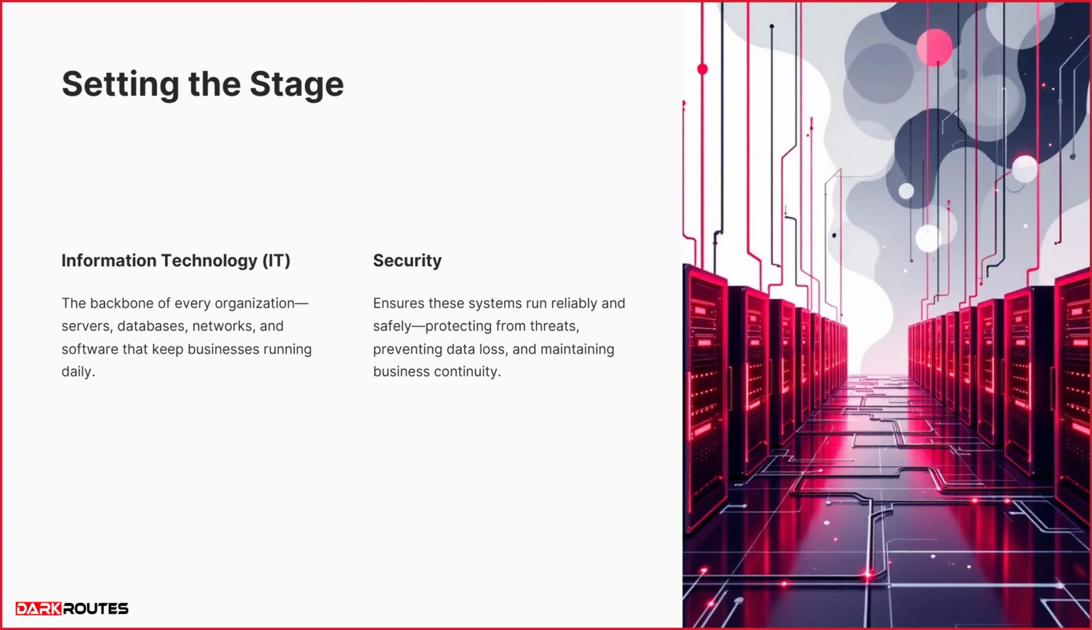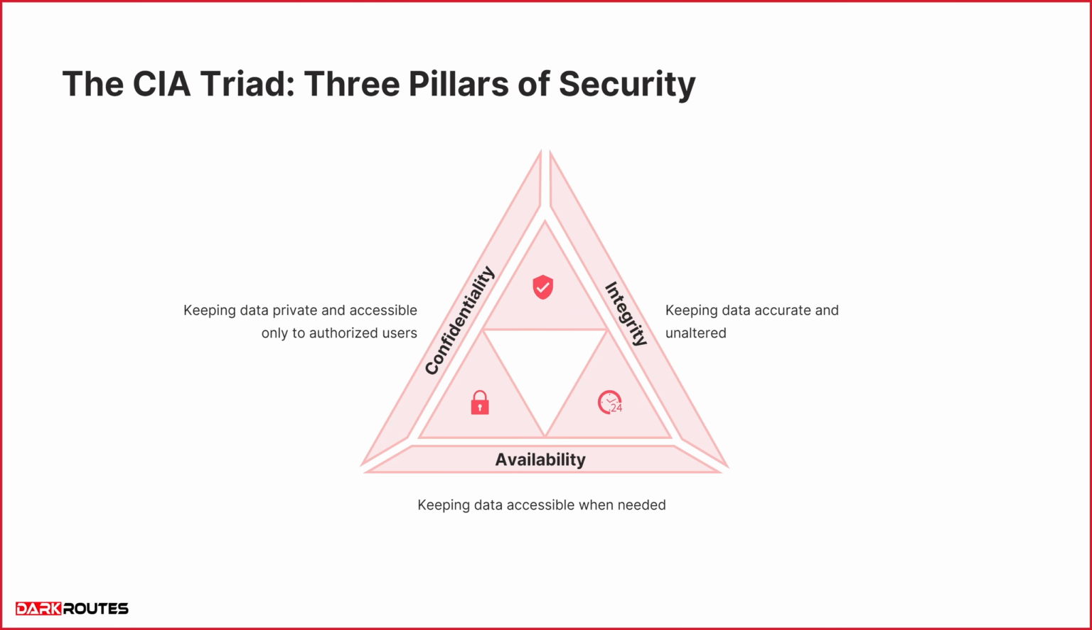Security is all about making sure that all the systems are running reliably and safely, protecting them from threats, preventing data loss, and ensuring business doesn't stop. So, in simple terms, IT keeps your business running and security keeps it running safely. Now, let's talk about the CIA triad, the core of cybersecurity.